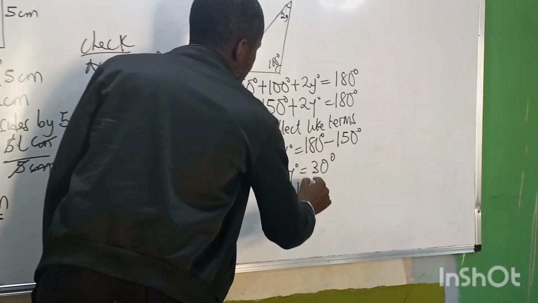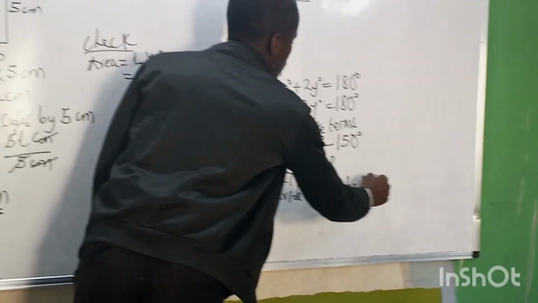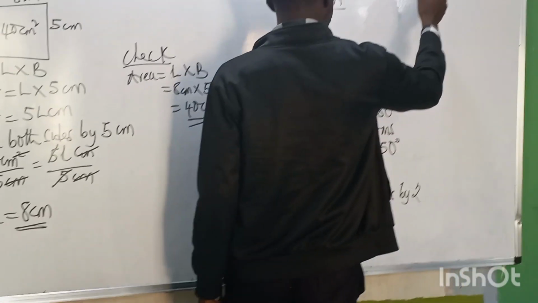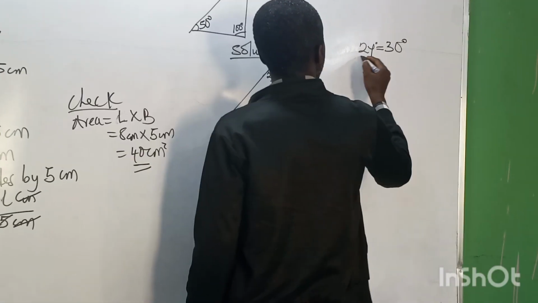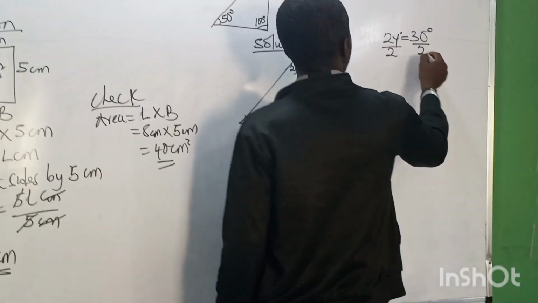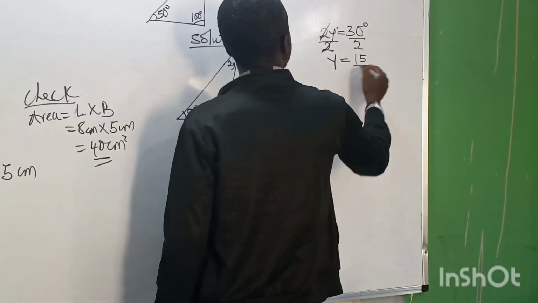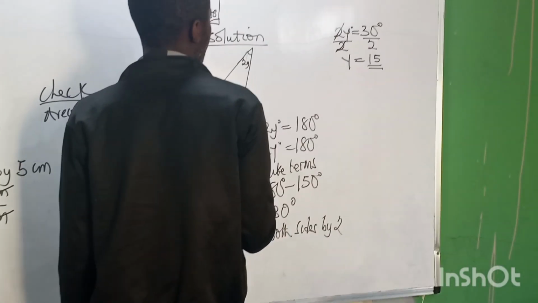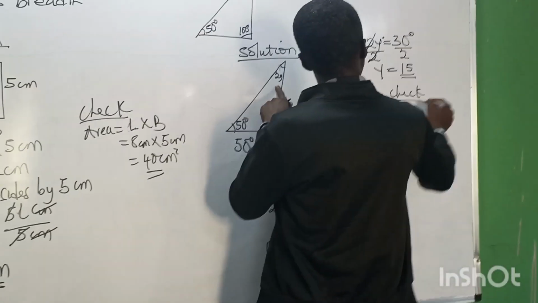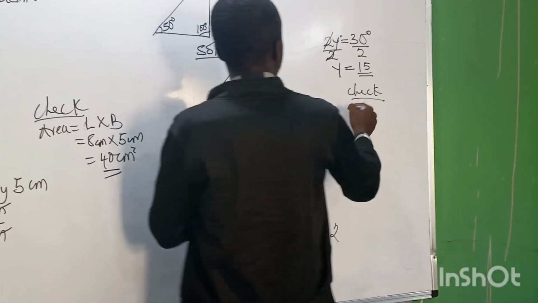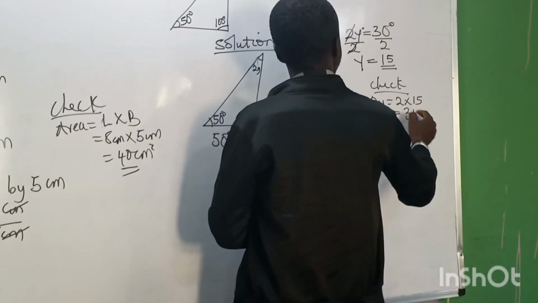Divide two sides by 2. So we have 2y degree equal to 30 degrees. You divide the two sides by 2. You cancel this, you have y equal to 15. So the value of y is equal to 15. Then, if you now put y here, you have 2y equal to 2 times 15 will give us 30 degrees.